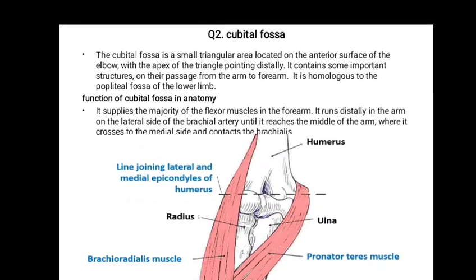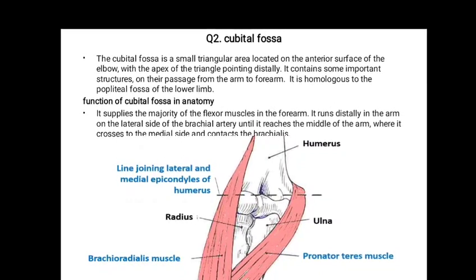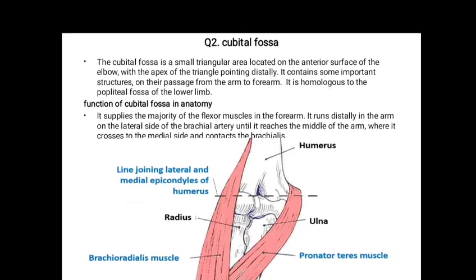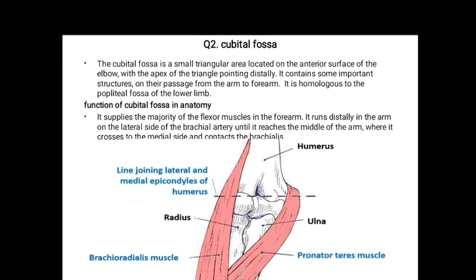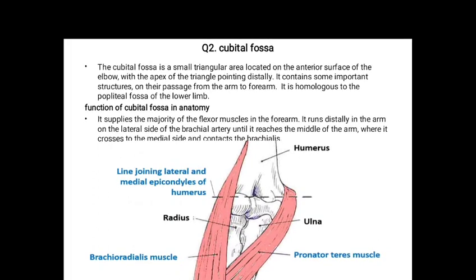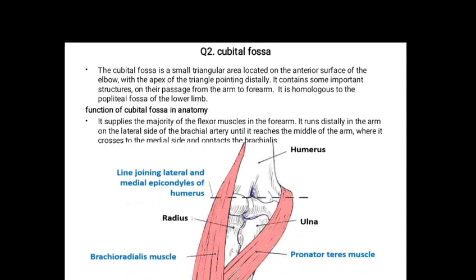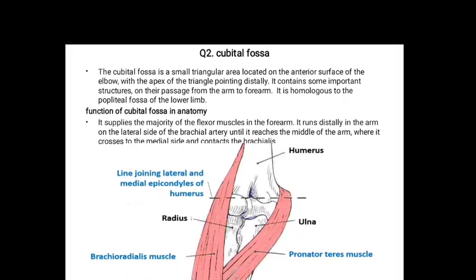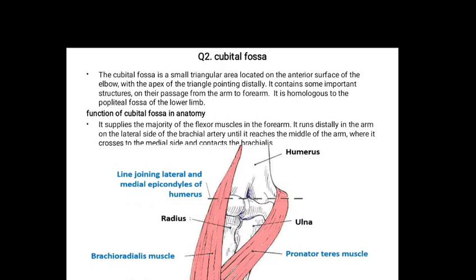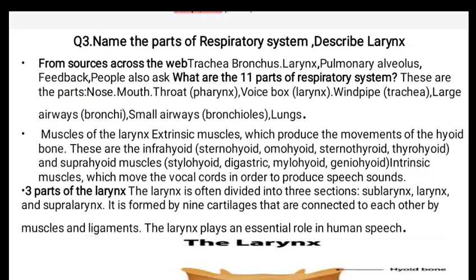Number 1, it is homologous to the popliteal fossa of the lower limb. Functions of cubital fossa in anatomy. It supplies the majority of flexor muscles in the forearm. It runs distally in the arm on the lateral side of the brachial artery until it reaches the middle of the arm, where it crosses to the medial side and contacts the brachialis. Here diagram is there.